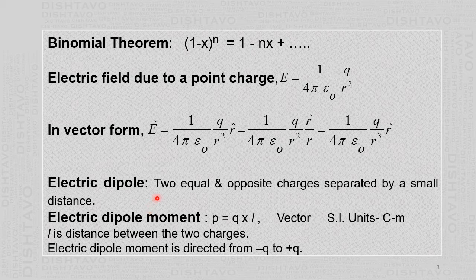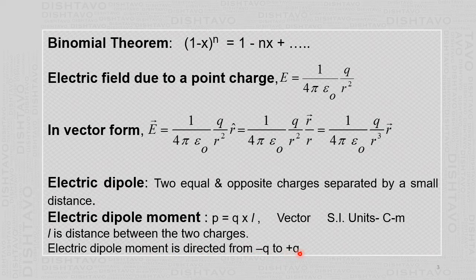Before that, we will define one physical quantity for the electric dipole called the electric dipole moment. The symbol for that is P and it is equal to one of the charges into the distance between the two charges, so q into l. l is the distance between the two charges. This electric dipole moment is a vector quantity. Its SI unit is charge coulomb, length meter, coulomb meter. And since it is a vector quantity, this is its magnitude and its direction is defined from minus q to plus q.